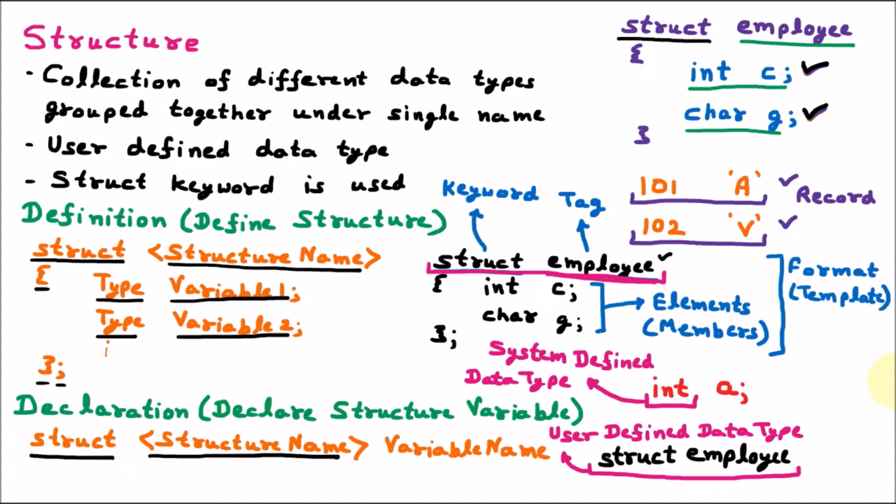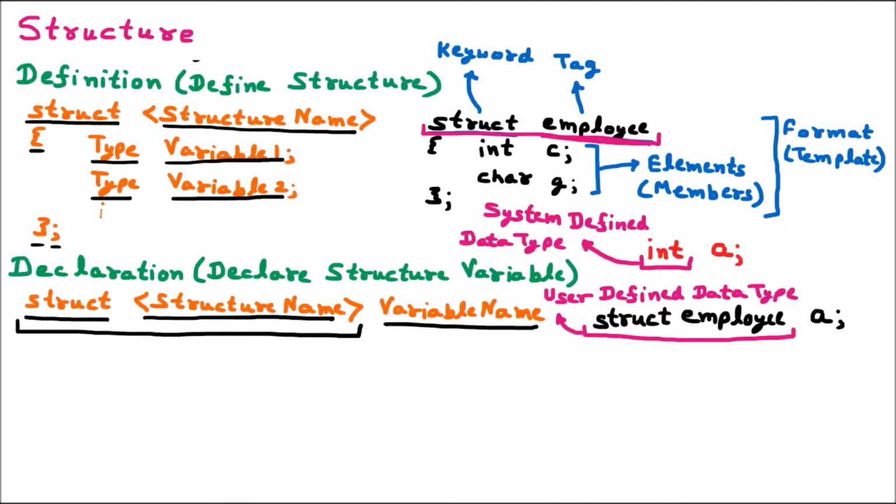Similarly, in the user defined data type structure, we can declare its variable. So here we can say struct employee a. Here a is the variable. So we write struct, structure name, which is the user defined data type, and then the variable name. The variable name we have taken is a.